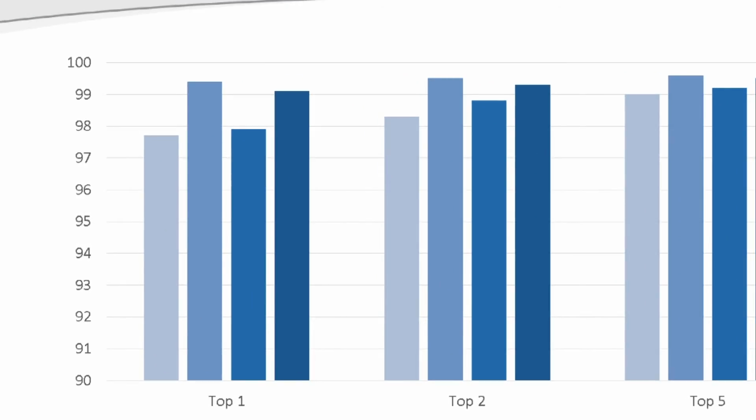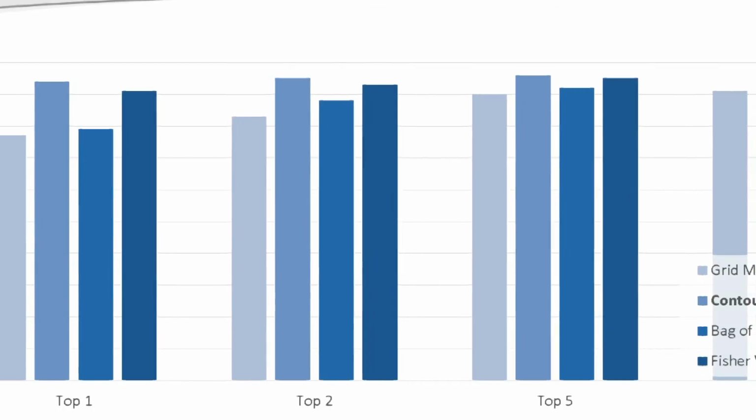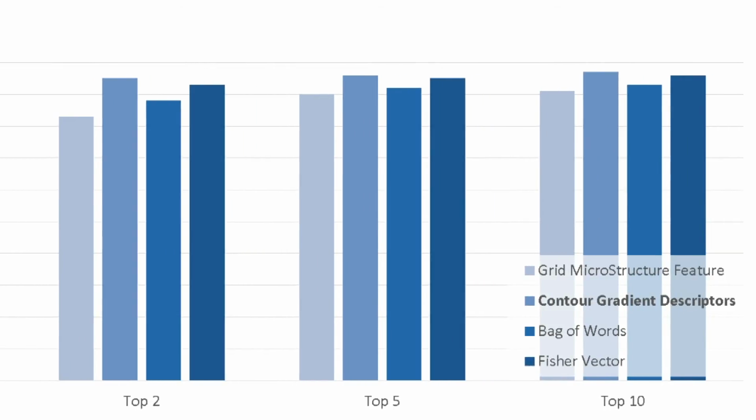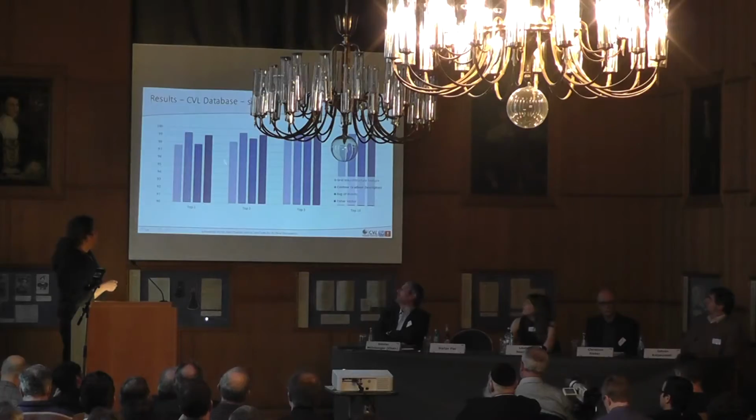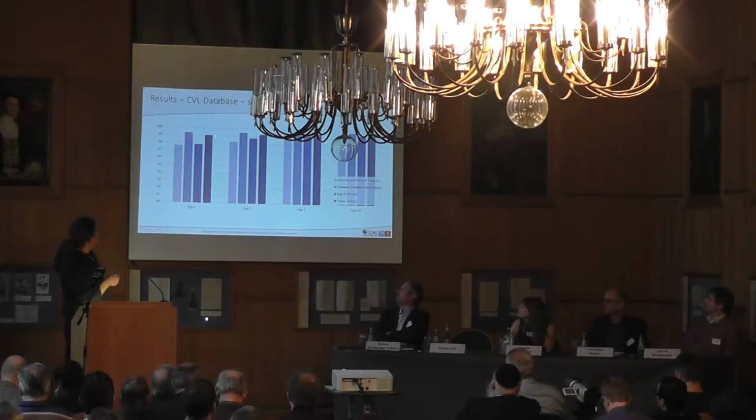So this is really the identification rate. All methods are close to 98%. Some of them are even above 99%. For the top 2 criterion, it's a little higher because only one document has to be found. And yeah, on average, for the soft criterion, the contour gradient descriptor has the best performance. But as you can see, the difference to the Fisher vector method is only quite small.